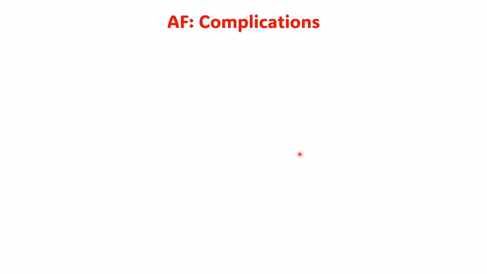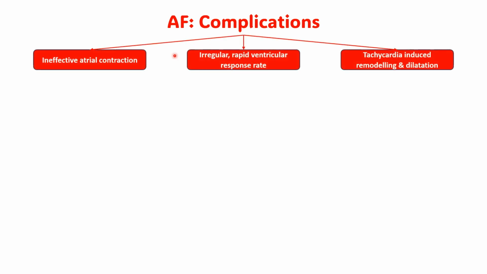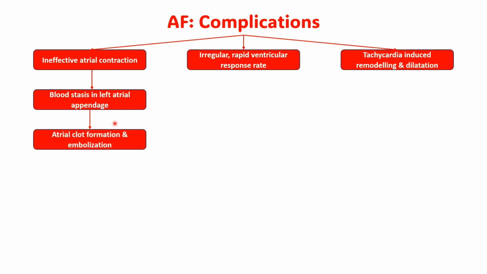Let's talk about some complications of atrial fibrillation. Before I delve more into the schematic, sorry, prevention: we can think about smoking cessation, alcohol moderation, and then also dietary modifications as well. So let's get into this diagram. When we have ineffective atrial contraction, this leads to blood stasis in the left atrial appendage. So it's an extension coming from the left atrium. This can lead to atrial clot formation and potentially embolization.